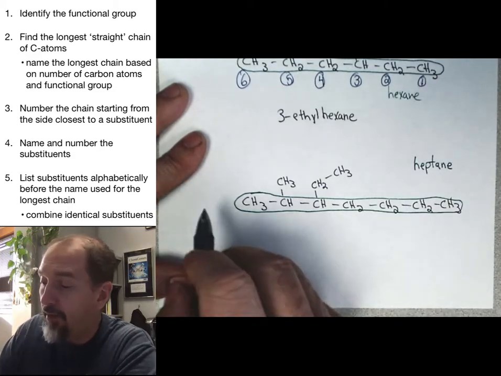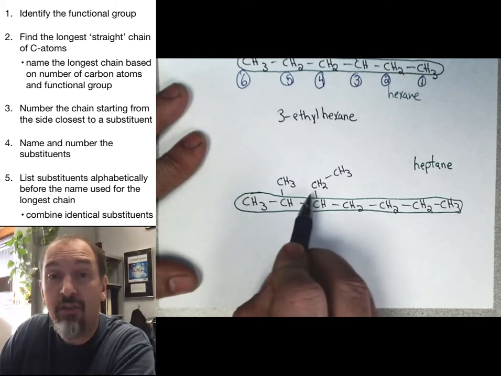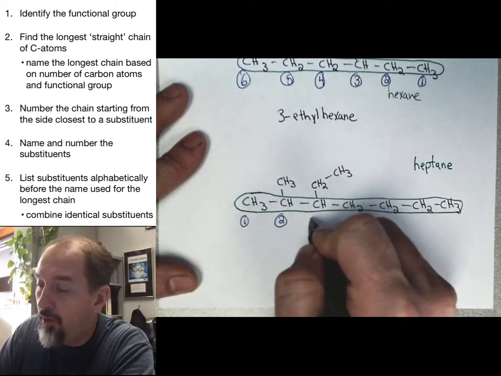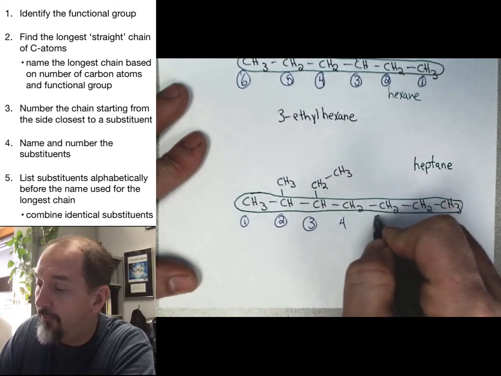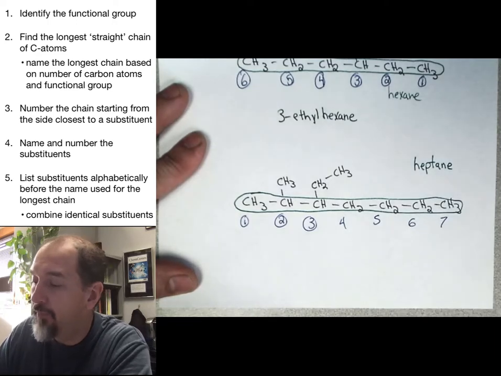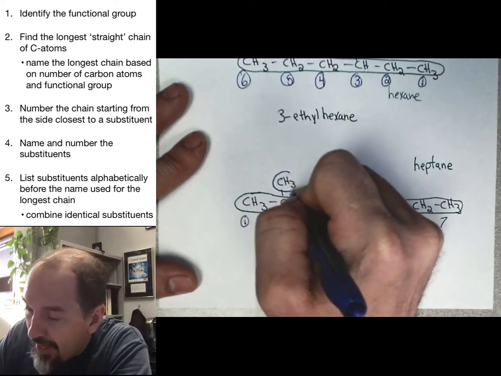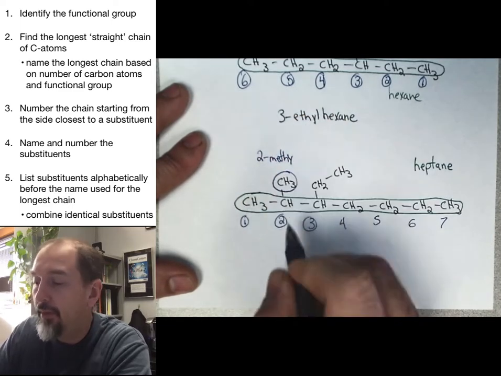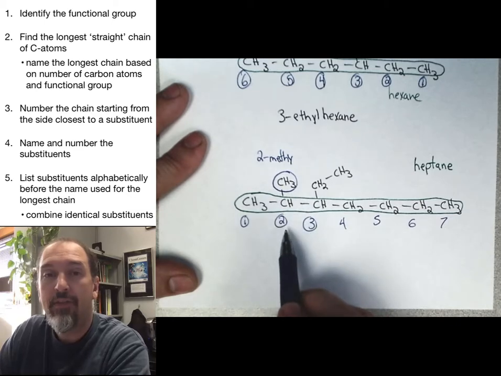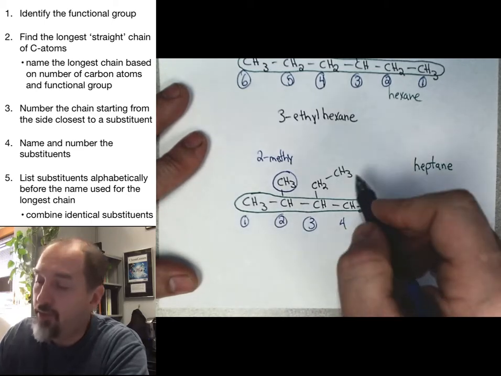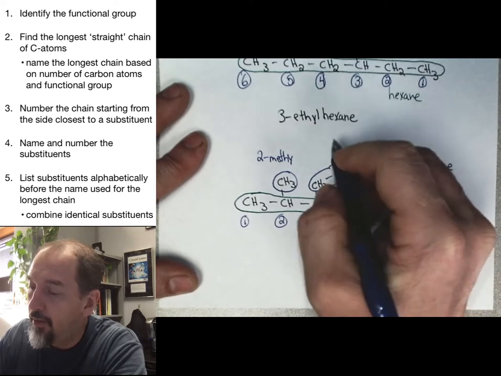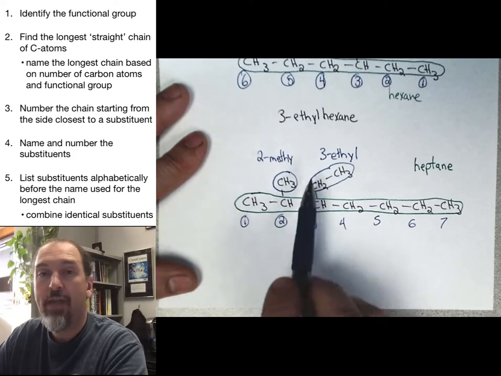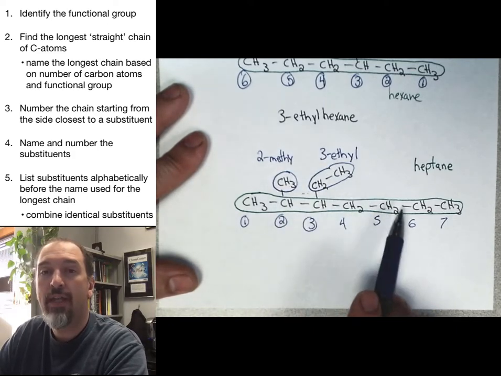Now we're going to number. Obviously, we're going to start from the left this time because it's closer to the substituents. 1, 2, 3, 4, 5, 6, 7. Okay. Now I circle that substituent. That substituent is going to be 2-methyl, because there's 1 carbon in there. It's on the 2nd position. On the 3rd position, right here, I have a 2-carbon chain. That's eth, so we'll call it ethyl. So now I've named my 2 substituents and my main chain.